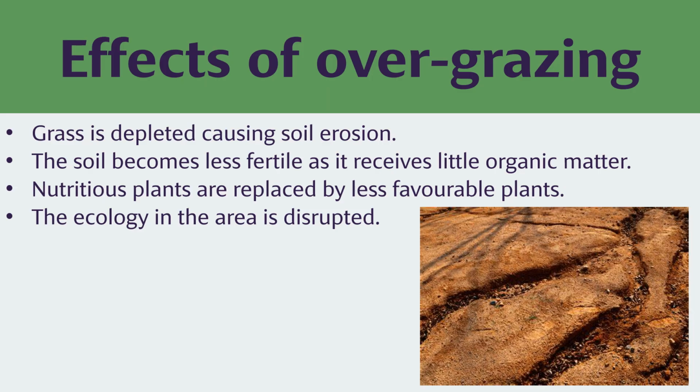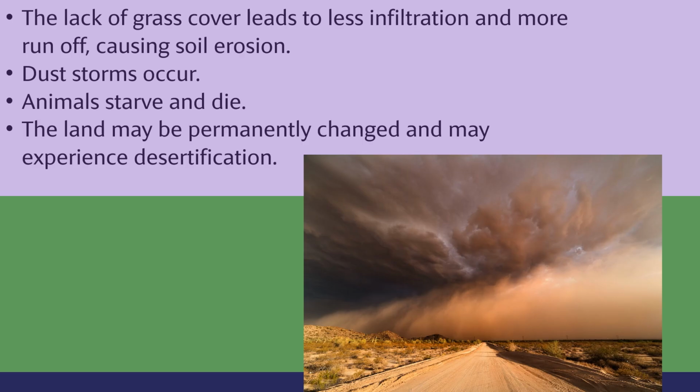Effects of overgrazing. Grass is depleted, causing soil erosion. The soil becomes less fertile as it receives little organic matter. Nutritious plants are replaced by less favorable plants. The ecology in the area is disrupted. The lack of grass cover leads to less infiltration and more runoff, causing soil erosion. Dust storms occur. Animals starve and die. The land may be permanently changed and may experience desertification.